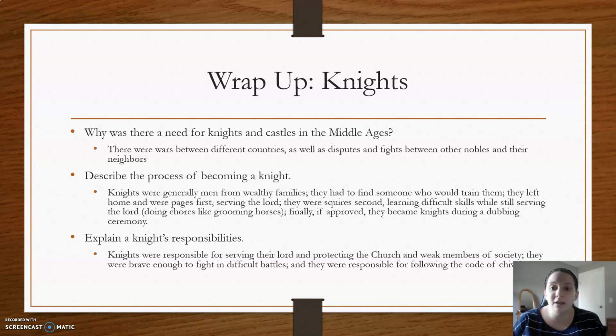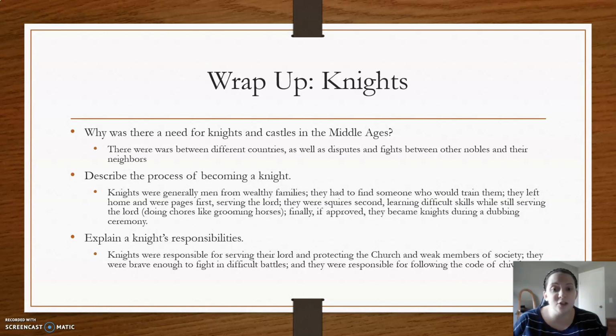The process of becoming a knight. So you had to come from a wealthy family. Then you had to find someone to train you. You became a page. Then you served the Lord as the page. Then you were promoted to a squire, who took care of more things around, grooming the horses, and was given more training. And if you managed to do all of this training and took care of the Lord, eventually you would be dubbed a knight.